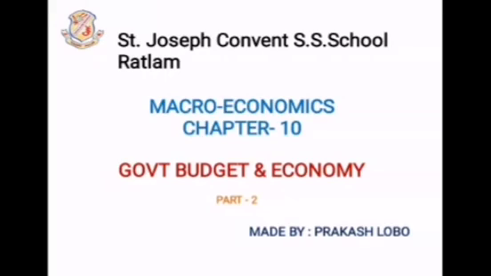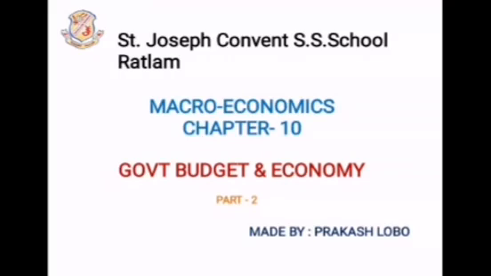Today we are moving to the second part of the chapter, which talks about the structure of the budget, or we can also call it the components of the budget, in which there are two basic parts: budget receipt and budget expenditure. In budget receipt, we have two types of receipts: revenue receipt and capital receipt. In this video, we will concentrate on revenue receipt.